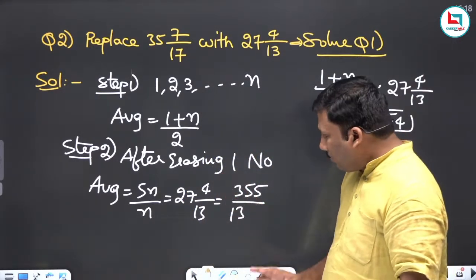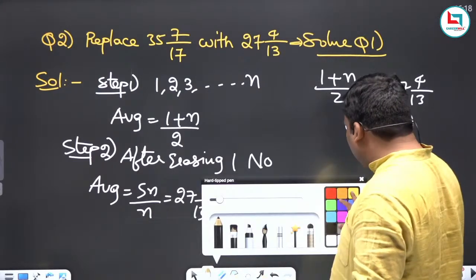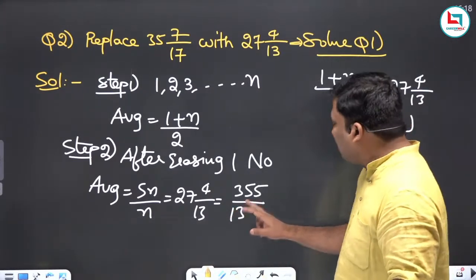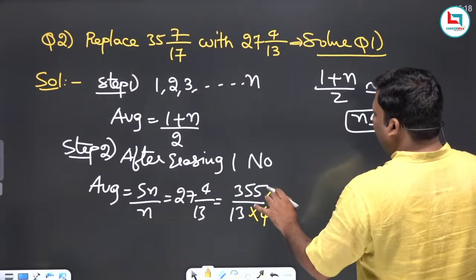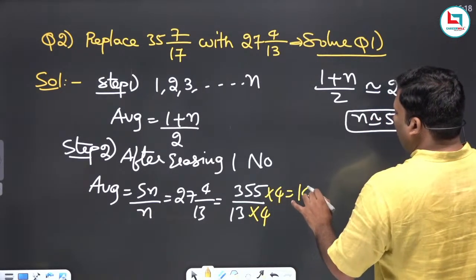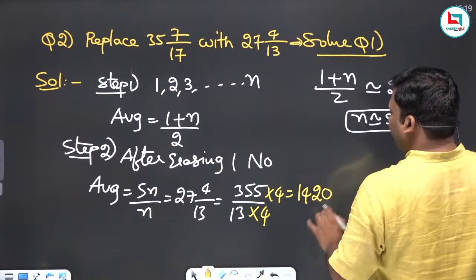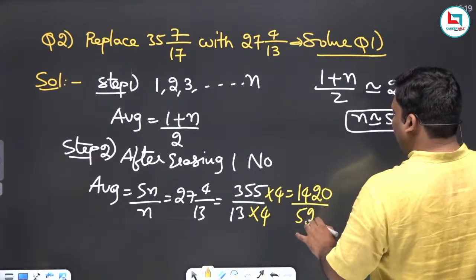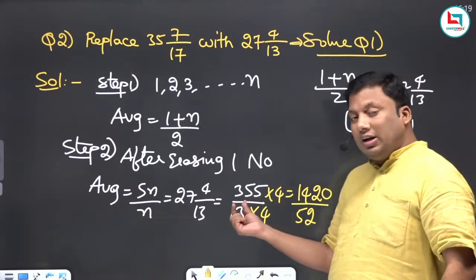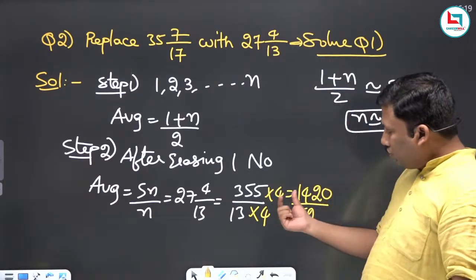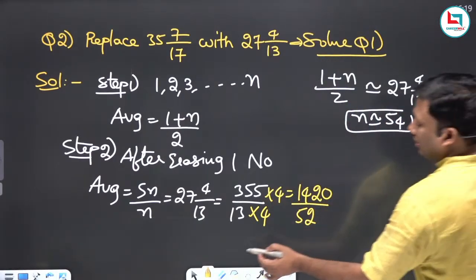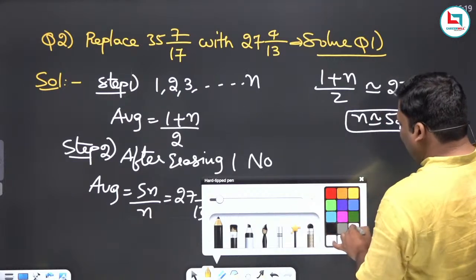Average is Sn by n. 355 by 13: the denominator is 13, the numerator with 54 means multiplying by 4, so this will be 1420 divided by 52. There is only one multiple of 13 which is closer to 54, that is 52. So 52 numbers are there after erasing one number.